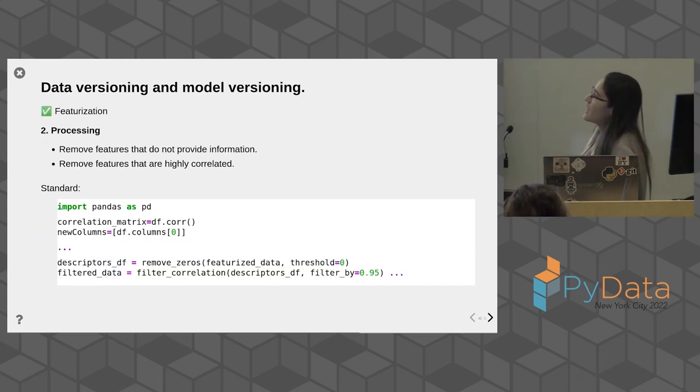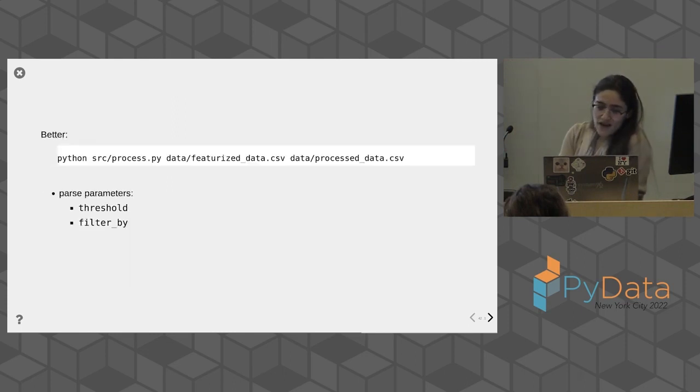Now, the second part is processing, and this is very common when we have a drug discovery pipeline because we need to remove all the features that are meaningless, that are not providing information, also to remove the correlations. Then again, I can be messy and have just a Jupyter notebook, but I can do better, and I can have this command with Python that essentially will take my input file, that is the output from the previous stage, and the process data, that is the output from this stage. And I want to parse parameters because what if I can improve the performance of my model when I change the threshold, all the filters that I'm using to remove those features or to remove correlations.